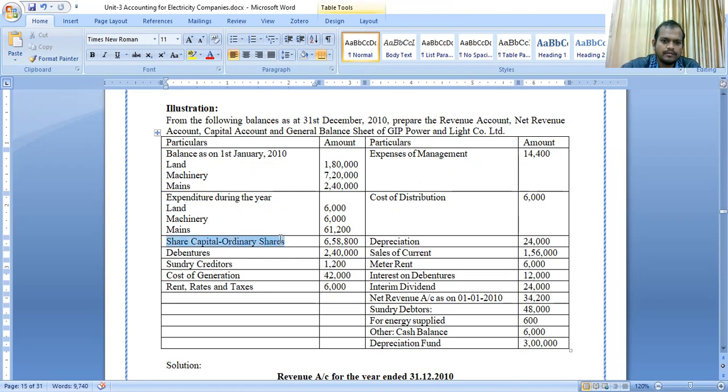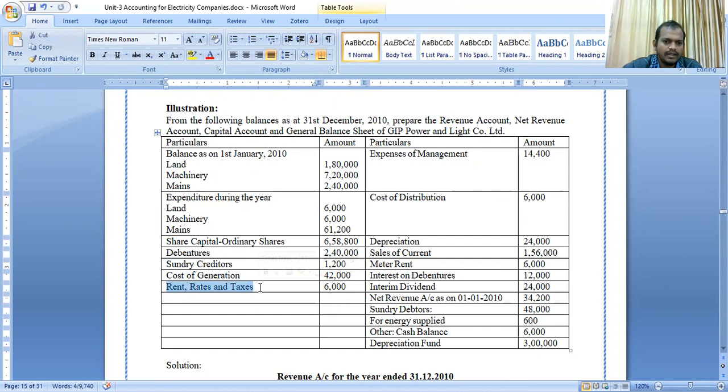Share capital, it is also capital, so we have to show it in the capital account, in the receipt side, this is the credit side. Debentures, it is also a source, so we have to mention it in the capital account credit side. Sundry creditors, it is a current liability, in the sense, it belongs to the general balance sheet. Cost of generation of electricity, it is a revenue expenditure, in the sense, revenue account, debit side.